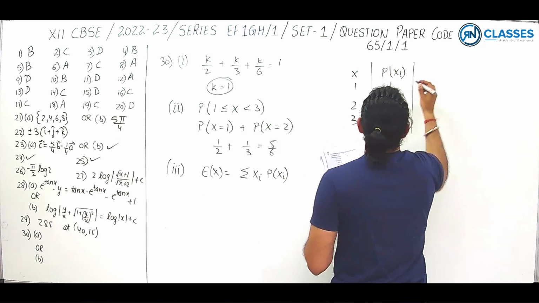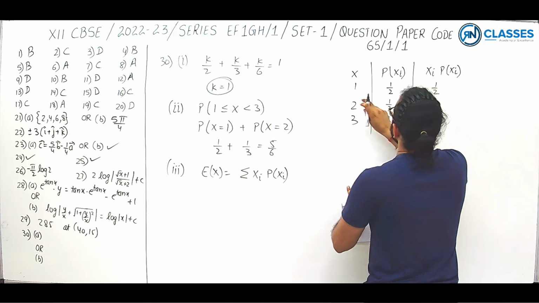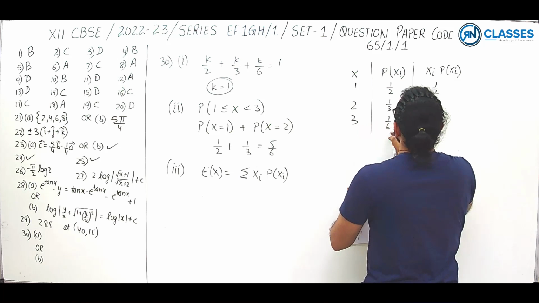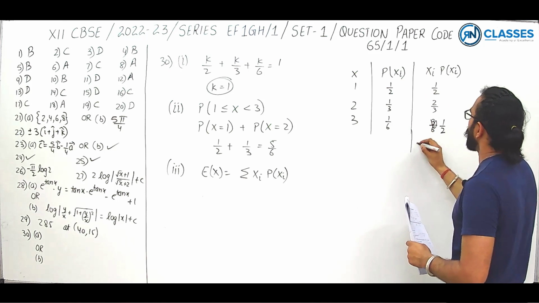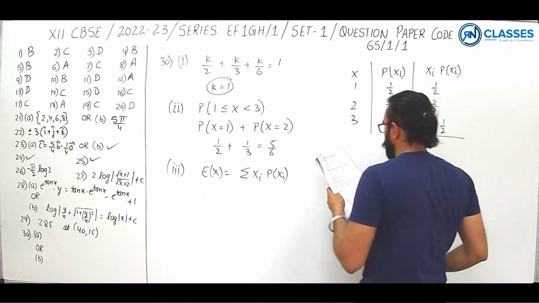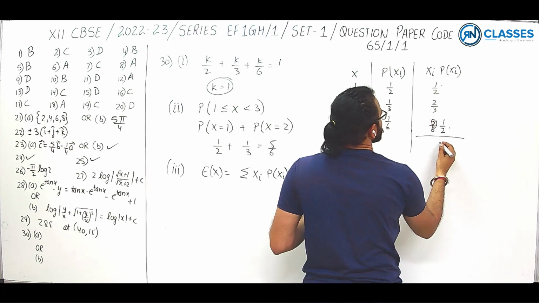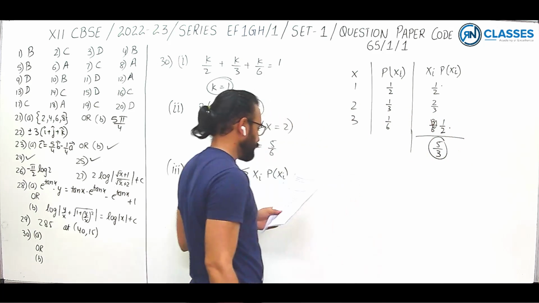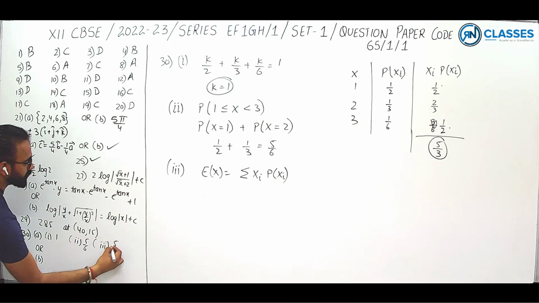We need to find another column, that is xi into p of xi. The product of these two is 1 by 2, the product of these two is 2 by 3, the product of these two is 3 by 6, which is basically 1 by 2. As we add all of these, because we need the summation, we get the final answer, and that turns out to be 1 by 2 plus 1 by 2, that is 1, plus 2 by 3, that is 5 by 3. So the answer to question number 30: the first part's answer is 1, the second part's answer is 5 by 6, and the third part's answer is 5 by 3.